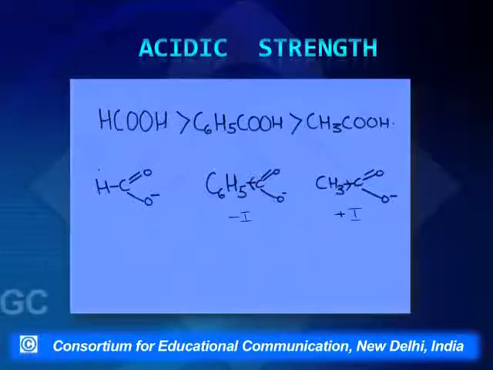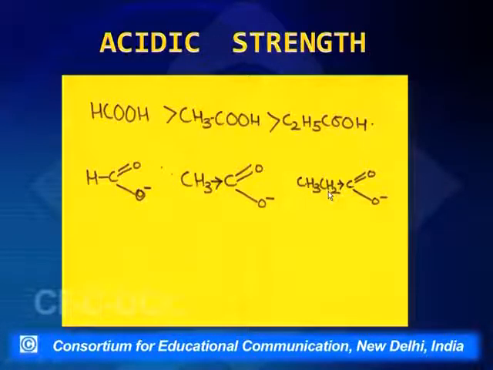Whereas in case of benzene, the phenyl group has a minus I effect, due to which this ion is more stable as compared to the acetate ion, because in the acetate ion CH3 has a plus I effect, due to which the electron density here is more. So the order of acidity becomes formic acid greater than benzoic acid greater than acetic acid.